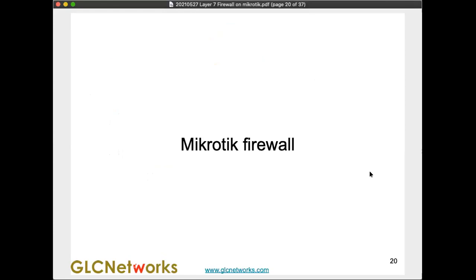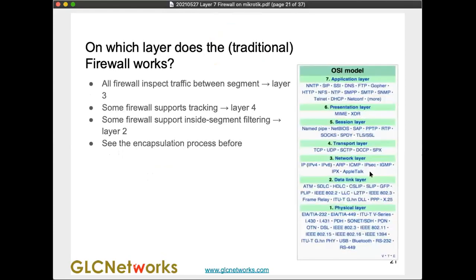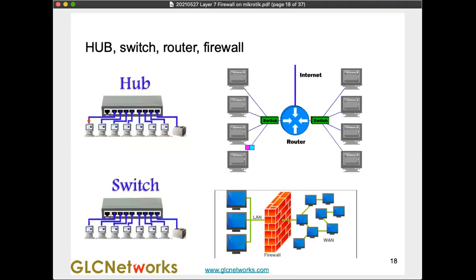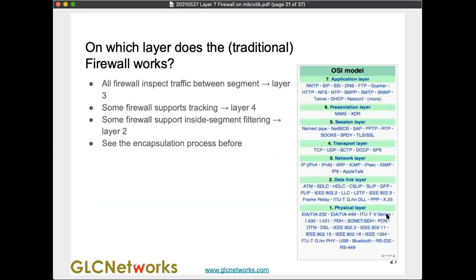Okay, so let's go to Mikrotik firewall. It's a big question here: on which layer does the traditional firewall work? Well, all firewalls inspect traffic between segments, as we discussed before. So this is a firewall, and then we have traffic between segments. The firewall is doing something in between, checking the traffic between segments. So it means the firewall works on layer 3, because it connects two segments. Okay, yeah, so layer 3.